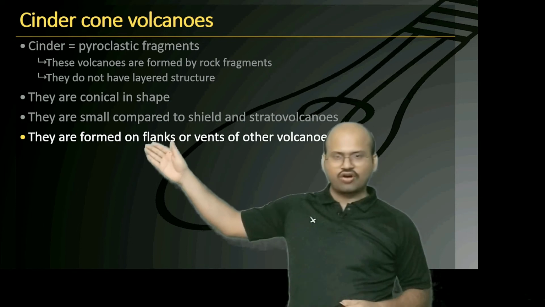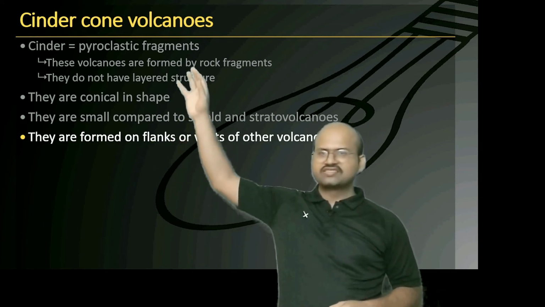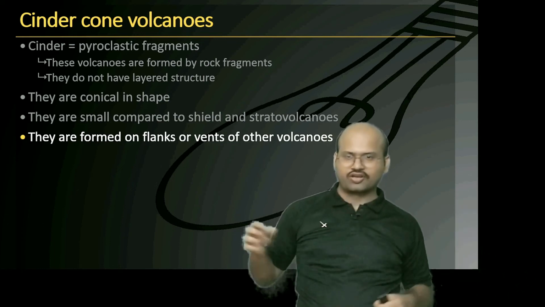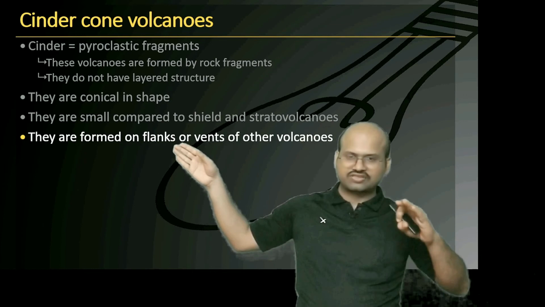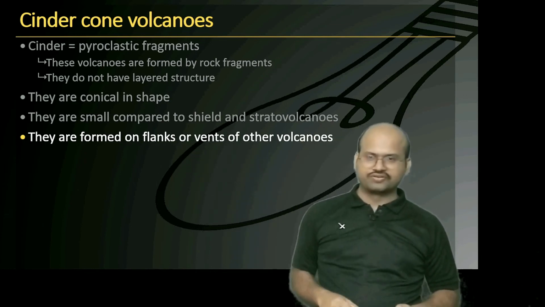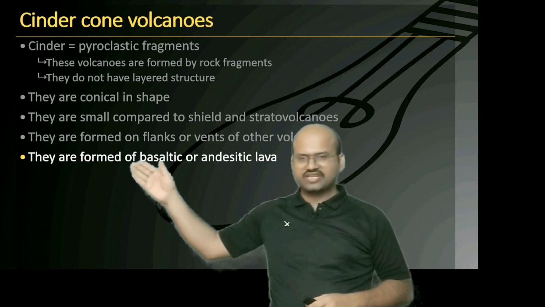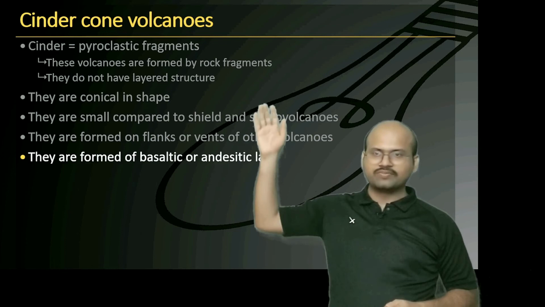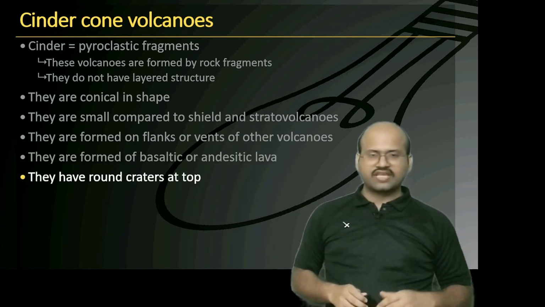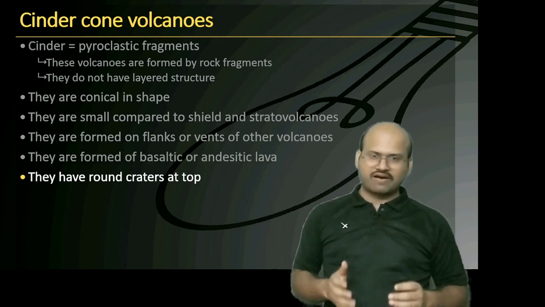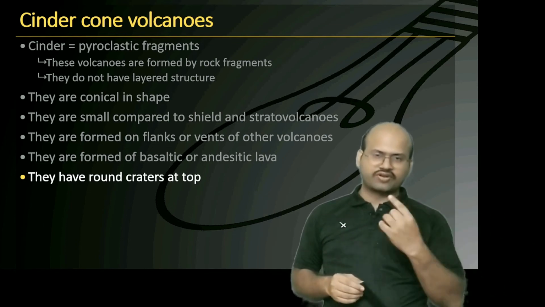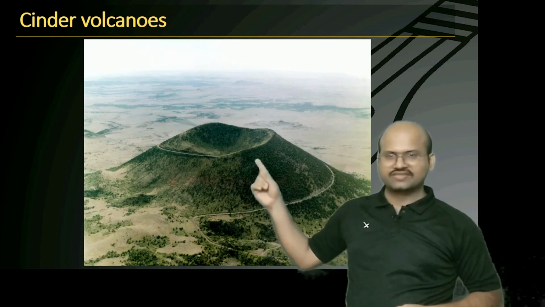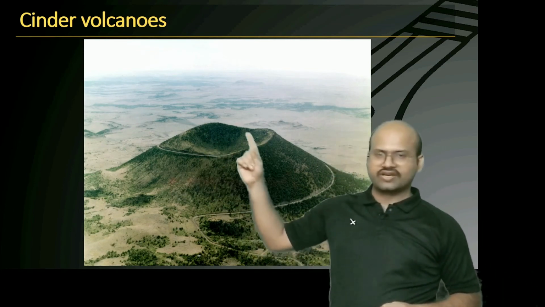And they are formed along with other types of volcanoes. That is, cinder cones are generally not formed alone, but they are formed along with certain other big volcanoes. You can see that they are formed on flanks, that is on sides or vents of other volcanoes. They are formed generally on basaltic kind of magma, but sometimes it can be andesitic magma that forms cinder cones. They have a round crater at top. So the lava, when it comes out, forms a round crater. Here is an example of a cinder cone. We can see that the crater is circular in shape.